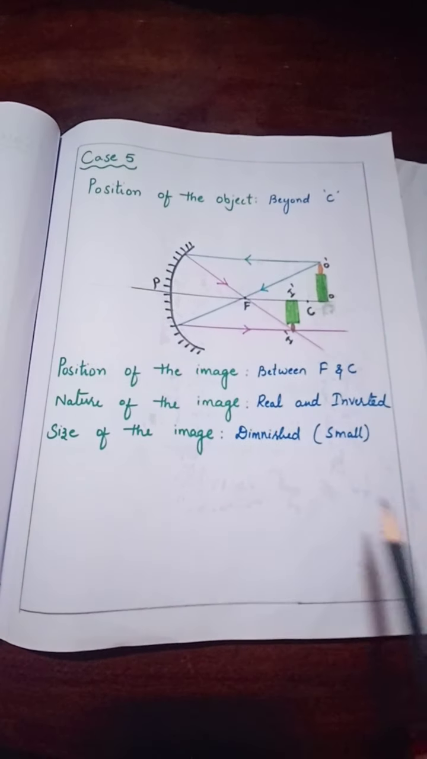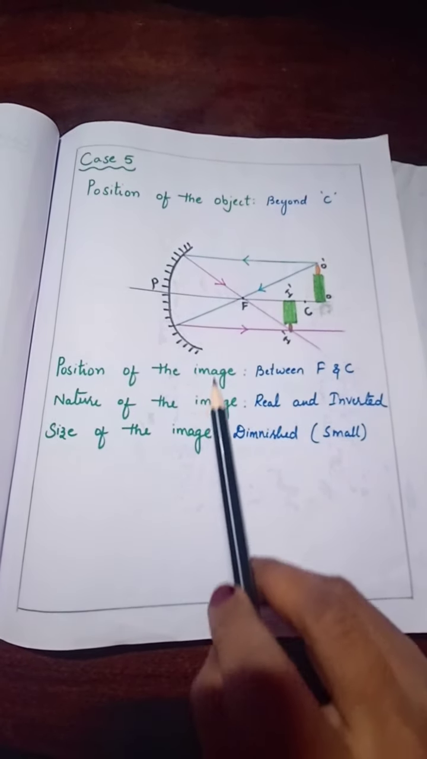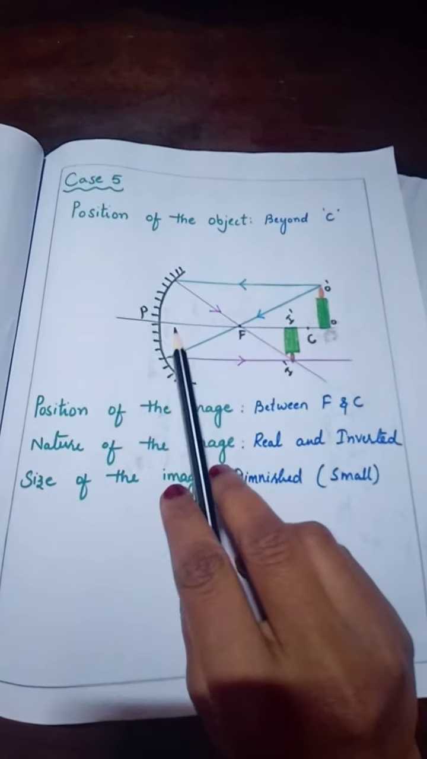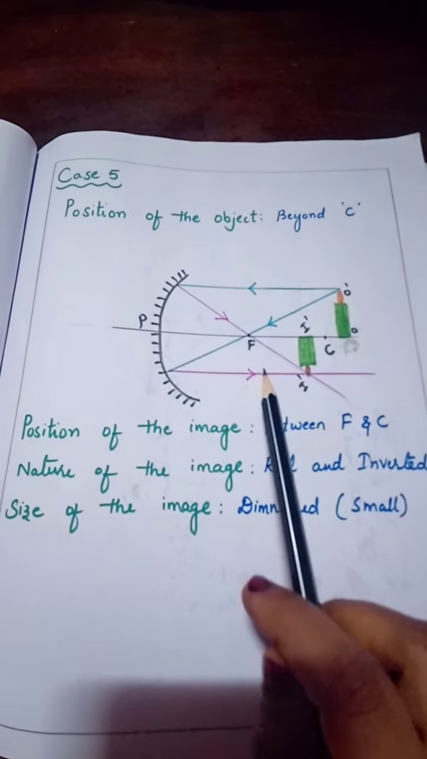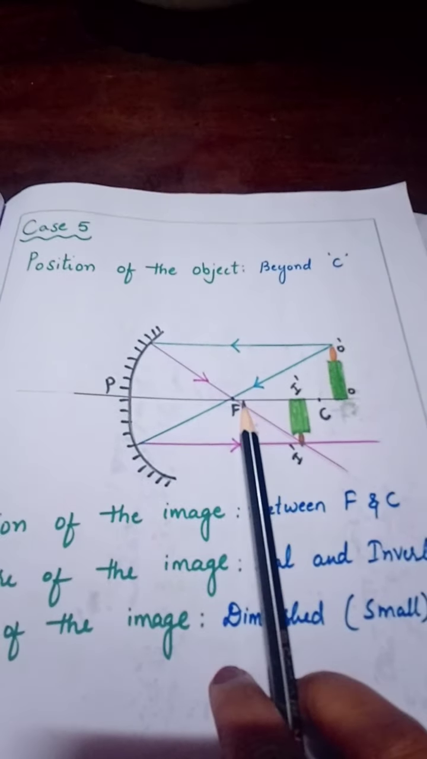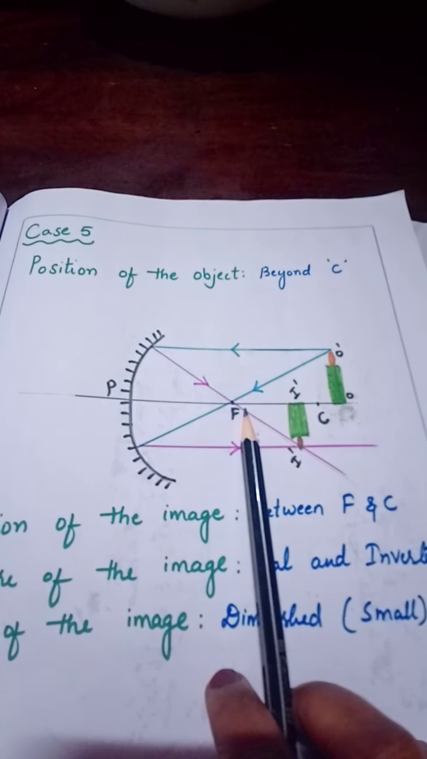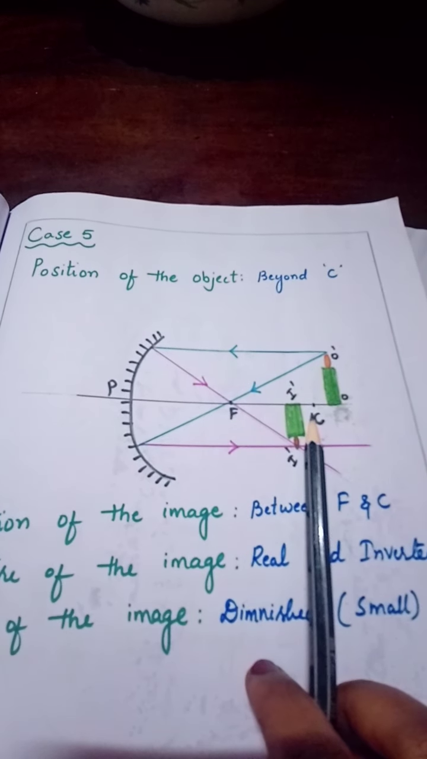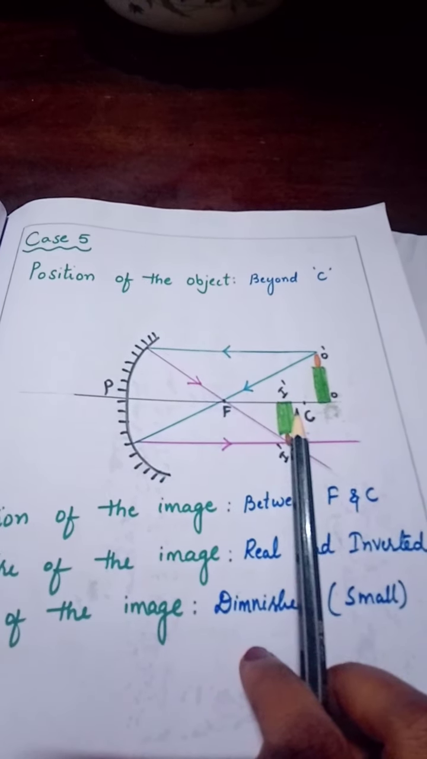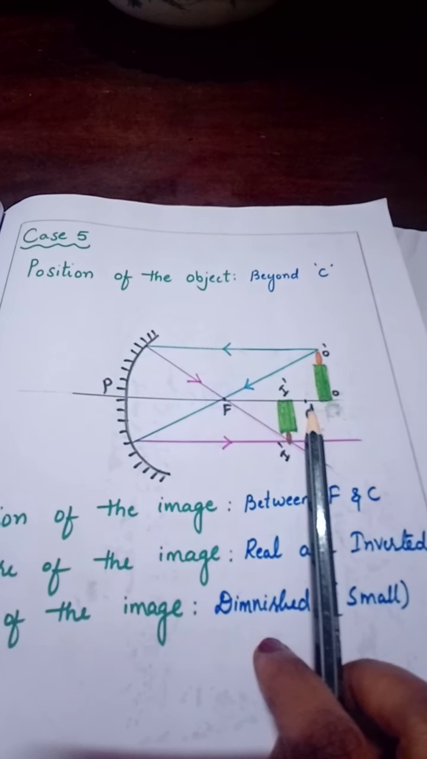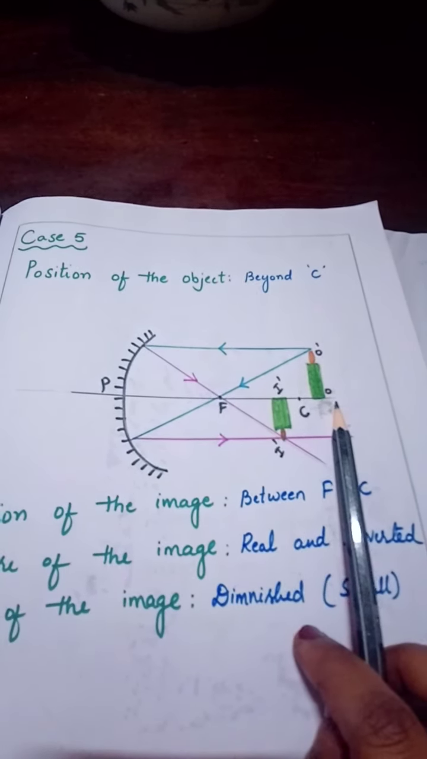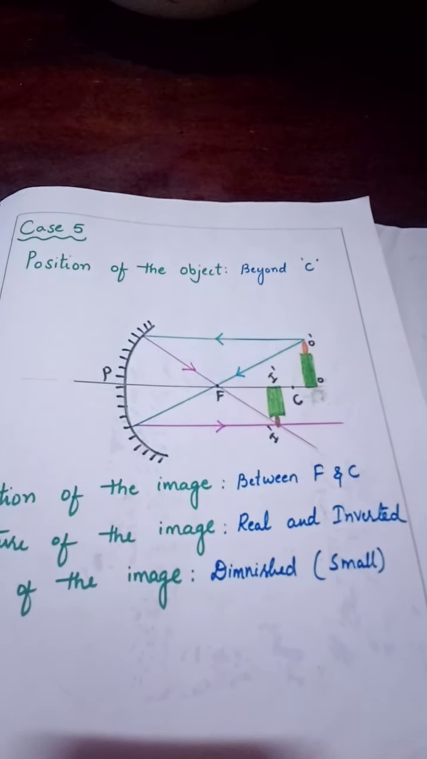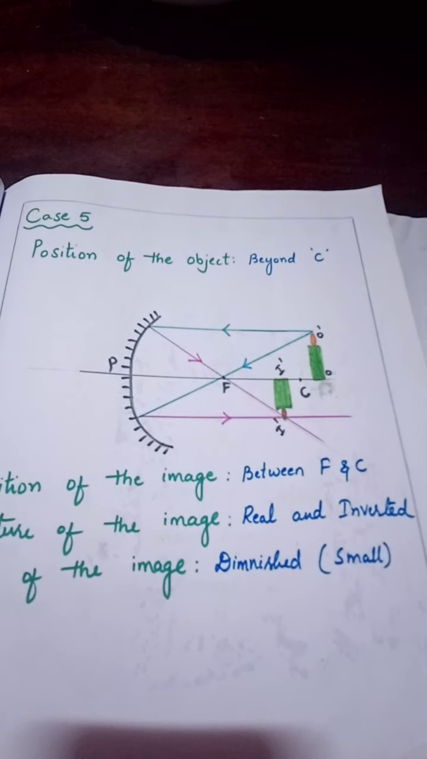Here we have seen different positions. In the first case, we have seen when the object is placed between P and F, between pole and focal point. The next case is when the object is placed at F, what is the nature of the image. And if the object is placed between F and C, what is the nature of the image. And if the object is placed on C, what is the nature of the image. Now the last case is, if the object is placed beyond C, what is the nature of the image. I will discuss once again what we have learnt in the previous class.